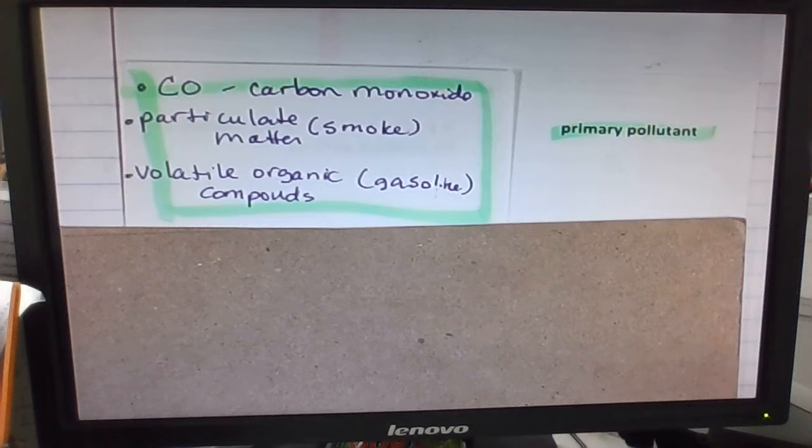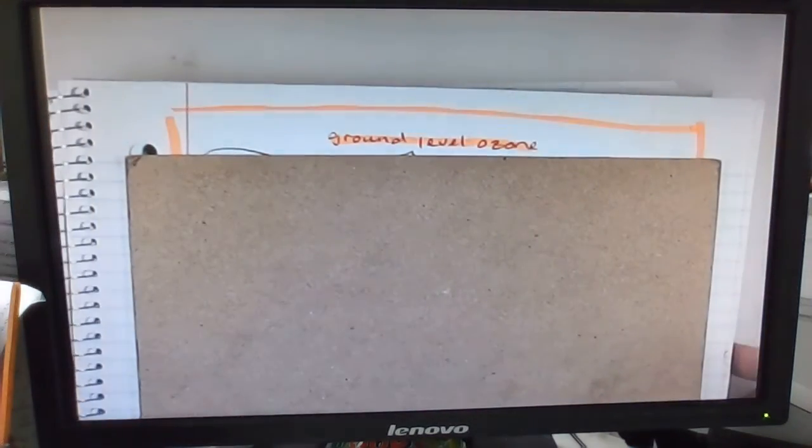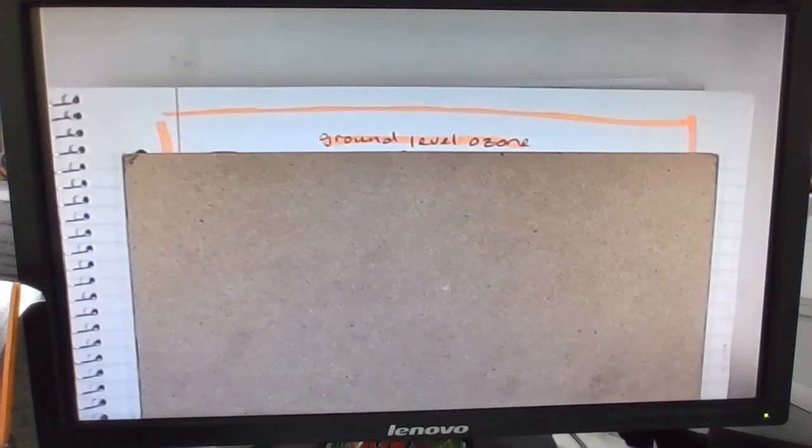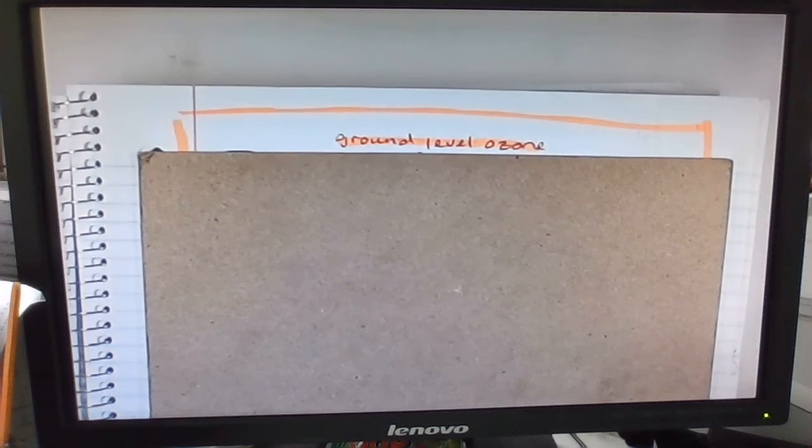All right, so now we put the primary pollutant into the atmosphere, and now it's going to react with either other pollutants, or react with water vapor, or react with something in the soil, or react with something in the water. So, I have two examples. I'm on the right-hand side at the top of the page. Ground level ozone.